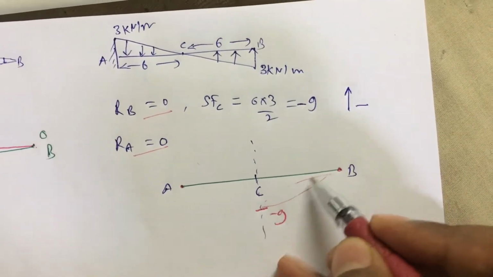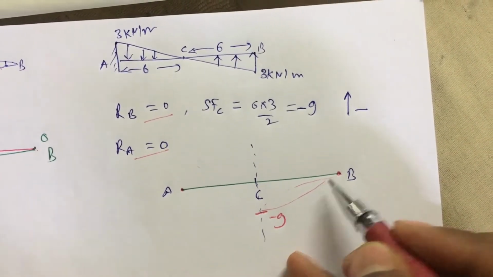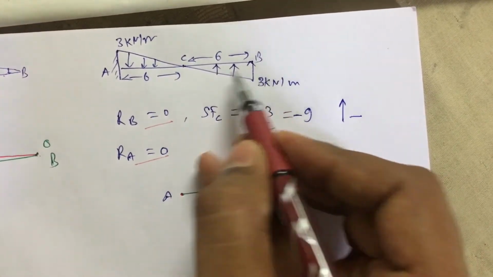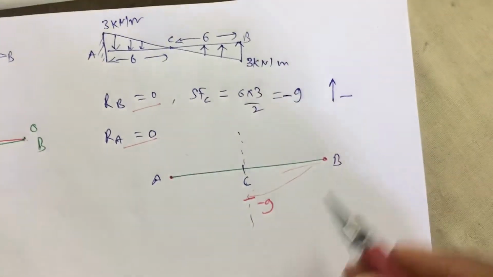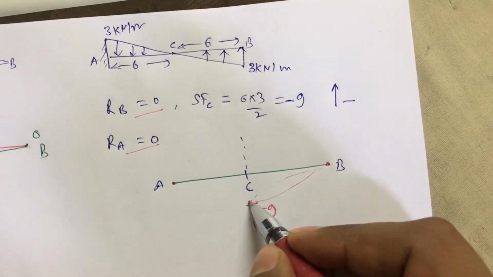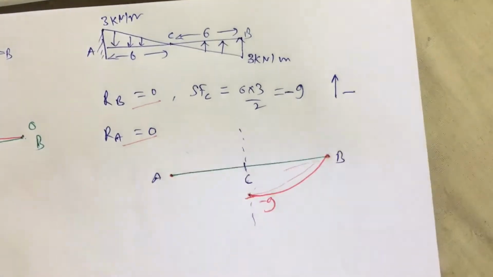First you check whether this is increasing or this is increasing, because see, going from C to B, your loading is increasing, correct? You see the arrow length, it is increasing. So similarly here your curve should follow increasing. So this will be your increasing curve.